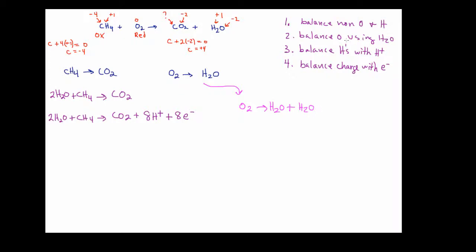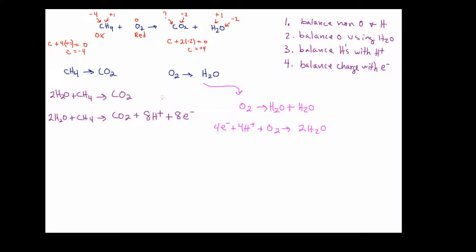The next step here was to balance the hydrogens with H+. So notice over here we've got 4 total hydrogens on the right. So we're going to add 4 H pluses over here plus O2 going to 2 H2O. Now, like we did in the last problem, we need to balance the charge. And there are 4 H pluses here. On the right side there's no charges, so we're going to need to add 4 electrons to the left side.